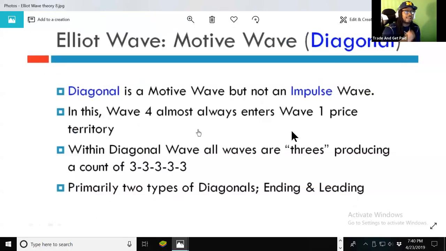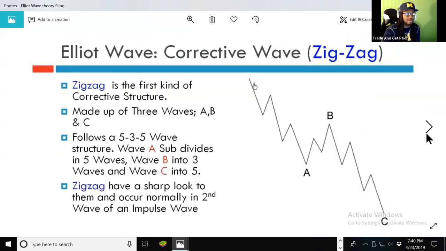All right. Now, Elliott Wave motive wave diagonal just breaks down the same thing we just talked about. Diagonal wave, motive wave is not an impulsive wave. In this, wave 4 almost enters. This is for the next one we're about to go into. Let me just go to it and show you what I mean. The slide got moved around a little bit.